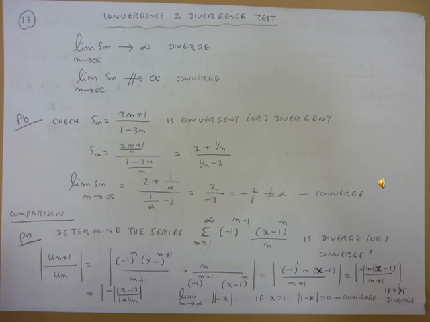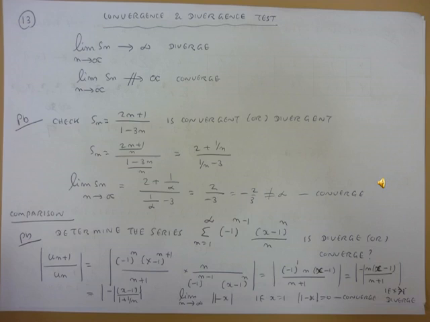The normal formula to test this divergence is the limit of S_n as n approaches infinity going to infinity. So this is the condition for a divergent series. If the limit of S_n as n approaches infinity does not go to infinity, then this is a convergent series. So we are testing whether the series is divergent or convergent.